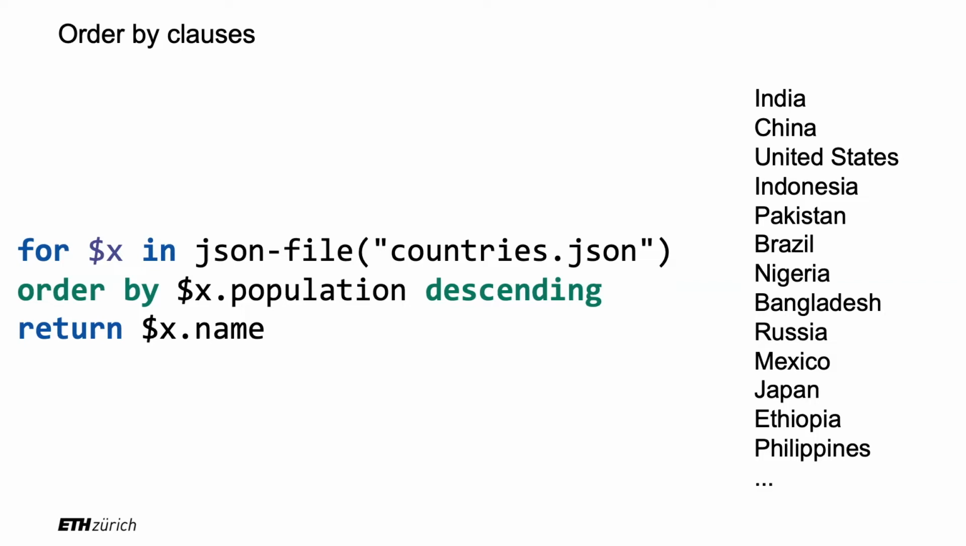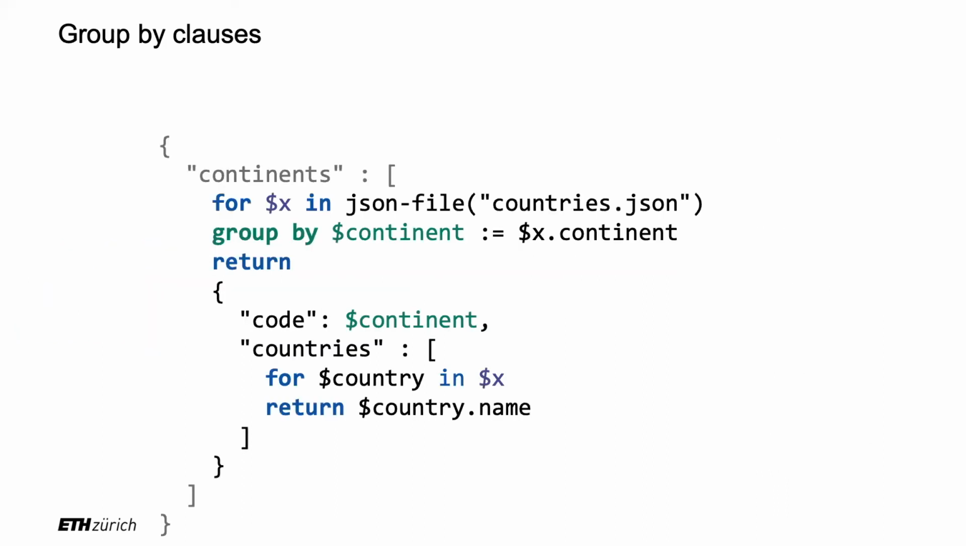All right. So for $x in the list of countries. Imagine I want to order them by population descending. So this is the descending list by population of the countries in the world, and I return their names, right? So this is order by, that's the O in FLWOR. It's very similar to the order by in SQL, right? You can have descending, ascending, and so on.